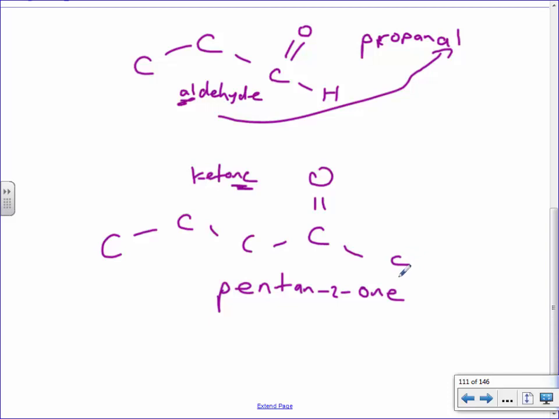Not on your diploma, not even on your test. I think I throw it on an assignment somewhere. But you could also call this 2-pentanone and just throw the 2 in front of the word.